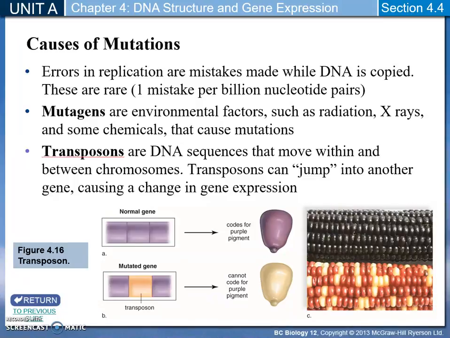More often, mutations occur through mutagens, which can be environmental factors such as radiation, X-rays, and some chemicals, and these can cause mutations in DNA. Transposons are DNA sequences that move within and between chromosomes, and transposons can jump into another gene, thus causing a change in gene expression. There's an example of that at the bottom of this slide.